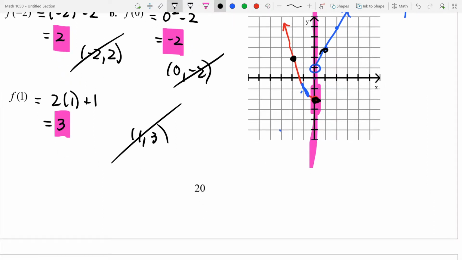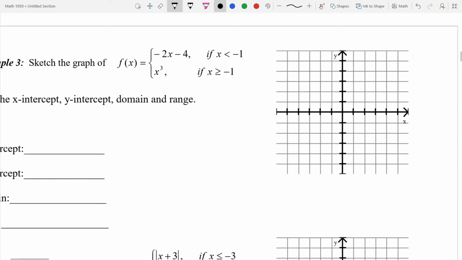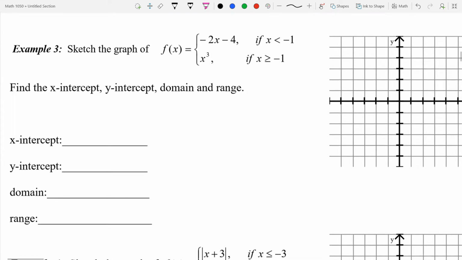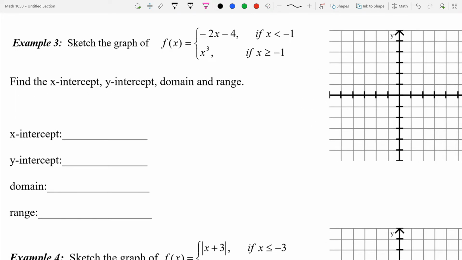Is that how you write your answer? Nope, but that's what it means. Okay? Who says, I get this, I'm good. Okay, yay. Here's the next one. Notice we don't have any f of x business on this because we don't need it. You guys are smart enough to do that without it.